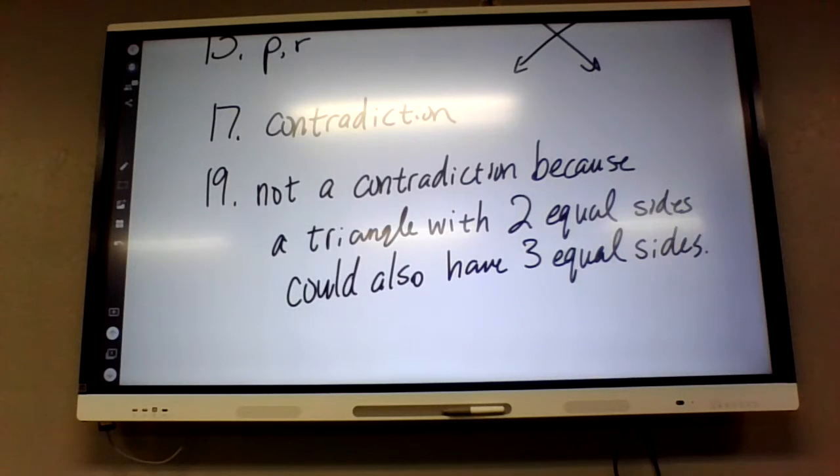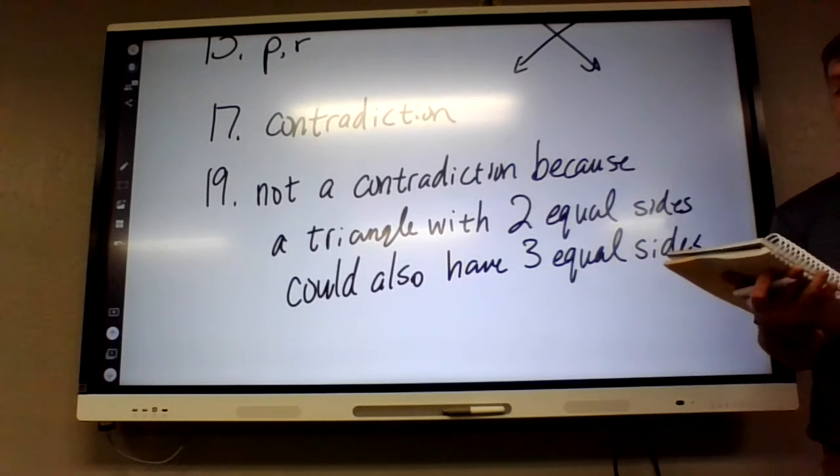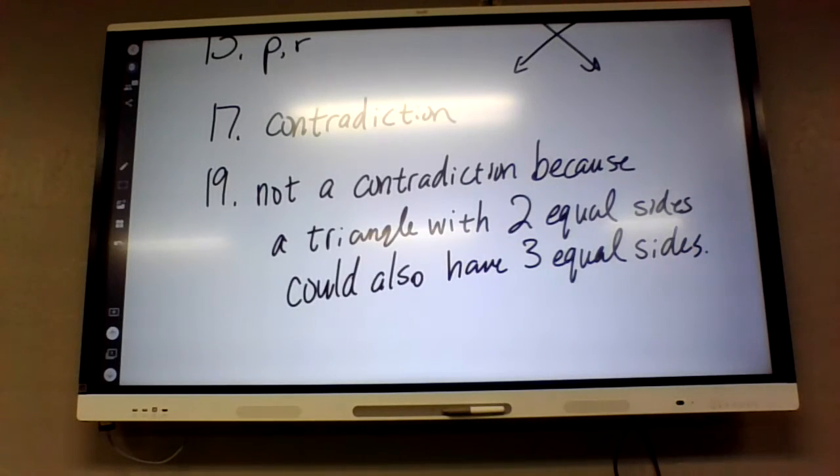For 18 and 20, there's one of each also, just like the odds. So there's one contradiction, one not contradiction. All right, 21. Write the modus ponens or modus tollens argument illustrated by each Venn diagram. That sounds confusing, but once we do it, it'll make more sense.